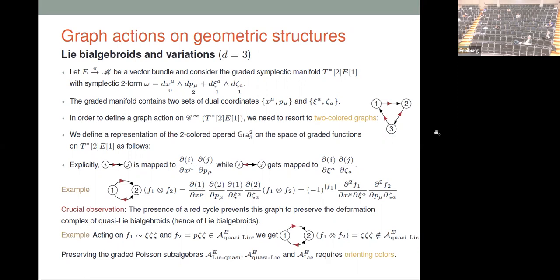Another question that I have is, recently Pavol Ševera was proposing, or was computing, quantization for Lie bialgebroids and computing some graphs that I think should be similar to the ones that you have. Do you know if there exists any relation?